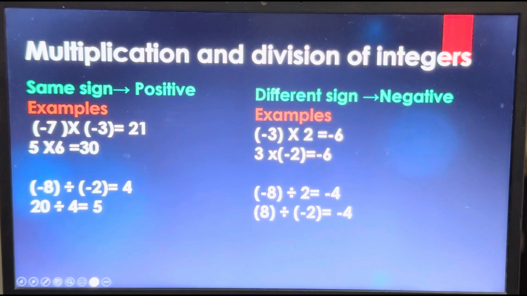So these two lines are very important. You need to remember them for multiplication and division of integers. Same sign means the answer will be positive. Different sign means the answer will be negative. Please don't mix with addition and subtraction of integers. Okay.